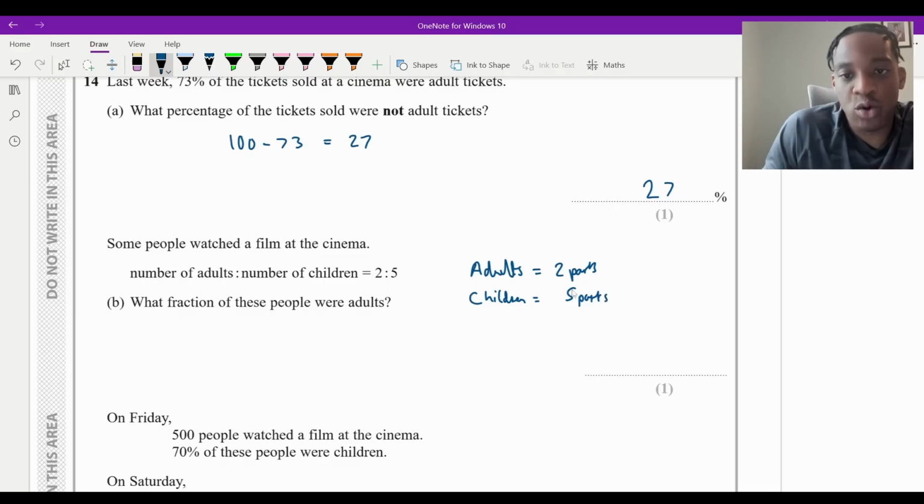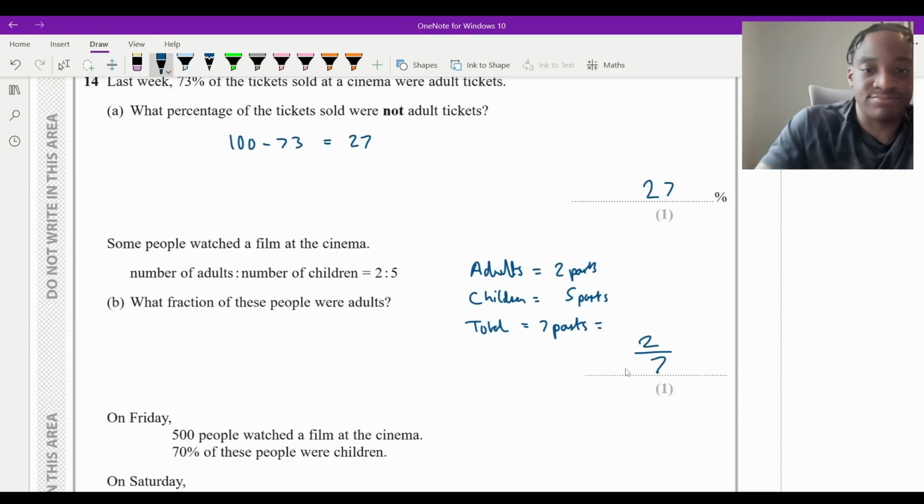And there are a total of 2 plus 5, 7 parts. So I'll say total is 7 parts, right? Meaning that the fraction of people that were adults will be the amount of parts that were adults divided by the total amount of parts. So that's going to be 2 out of 7. So that will be part B.